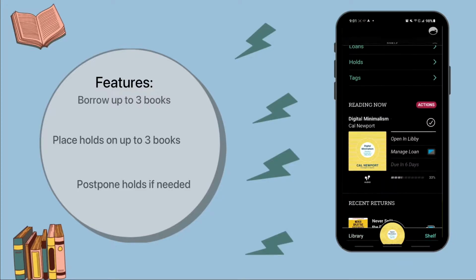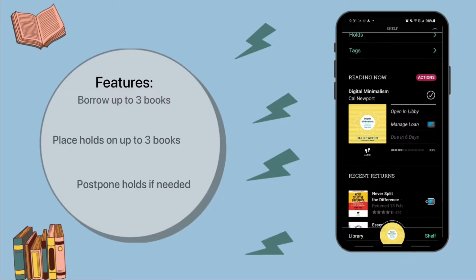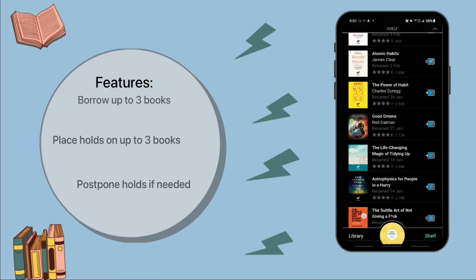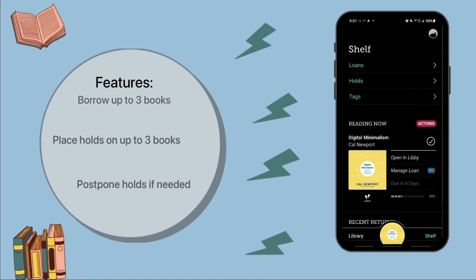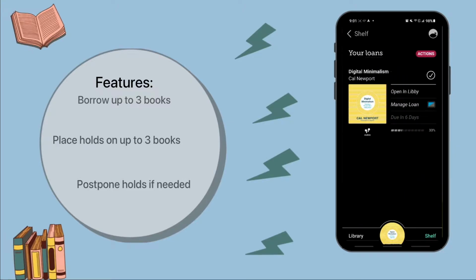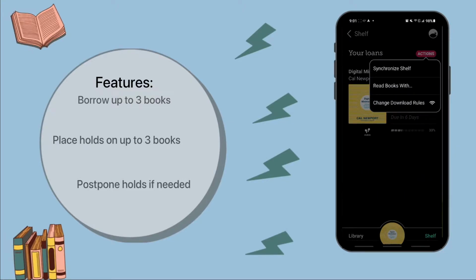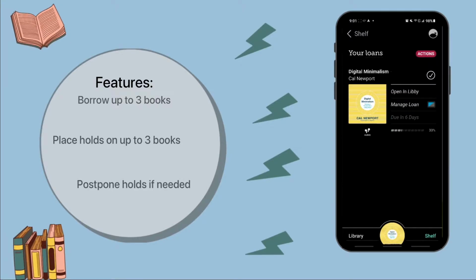And now we're back, we're going to go to shelf. So this is my shelf. It's currently holding what I'm reading now and my previous returns. Kind of the landing page is shelf. It's a bit confusing. But yeah, this is my current loan. You can have max 3 loans at a time as well. I only have 1 right now.